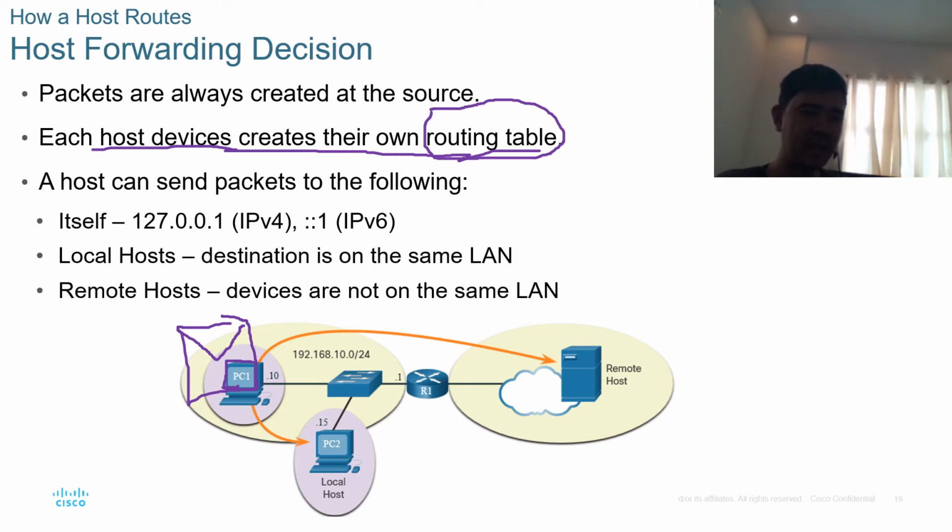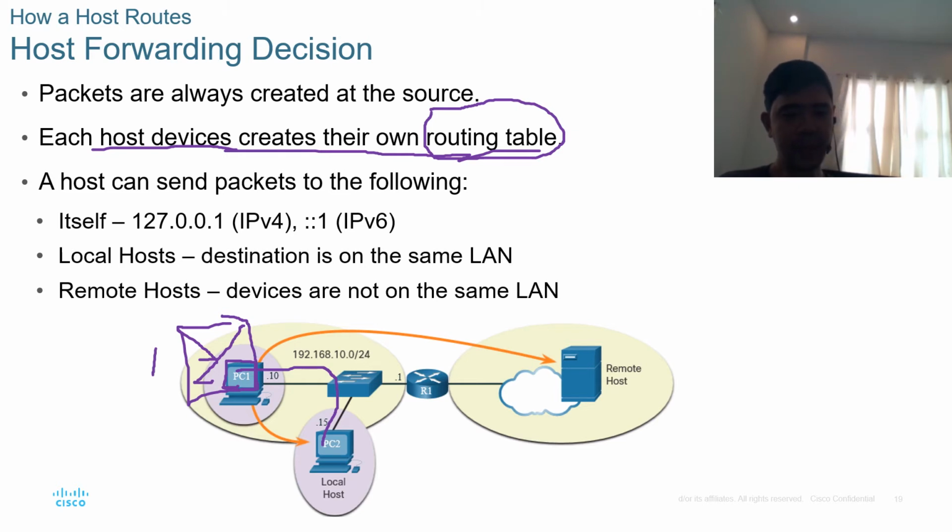So it has a list of addresses that it can identify or recognize. Usually, in that routing table, PC1 can identify those computers within the network. For example, this is intended for PC2. It will check its own routing table and identify that PC2 is on the same network, so it will be forwarded to the switch. The switch will forward that to PC2.